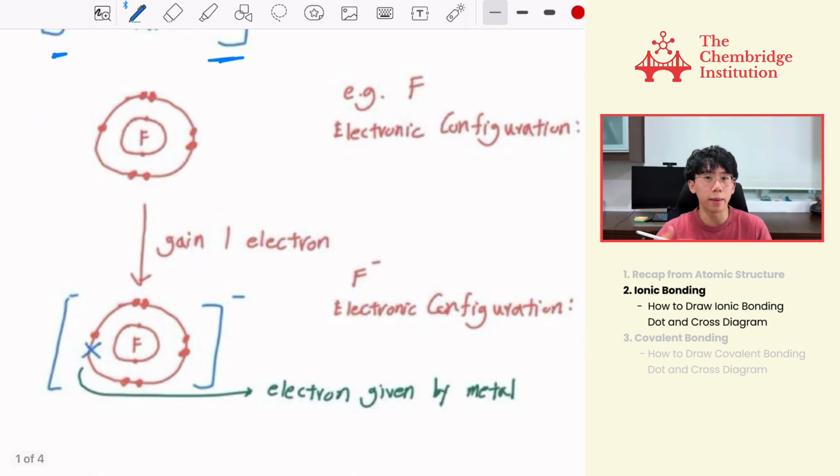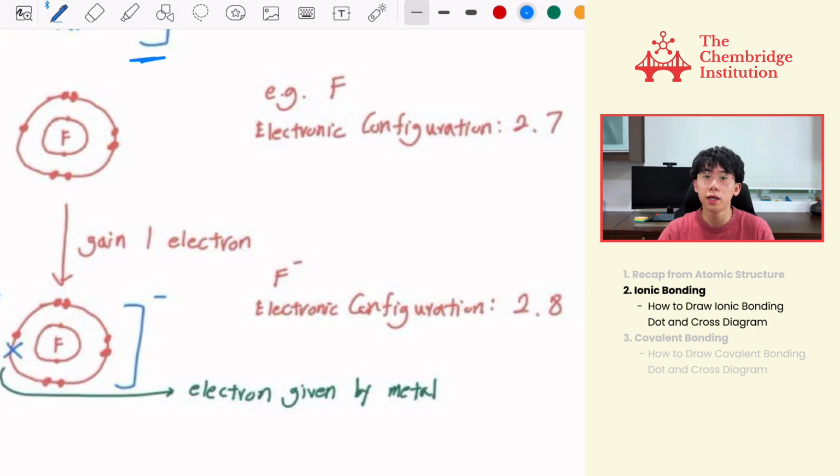Now let's take a look at the non-metal. In this case, for example, it will be fluorine. So again, we look at the initial electronic configuration, it is 2.7.